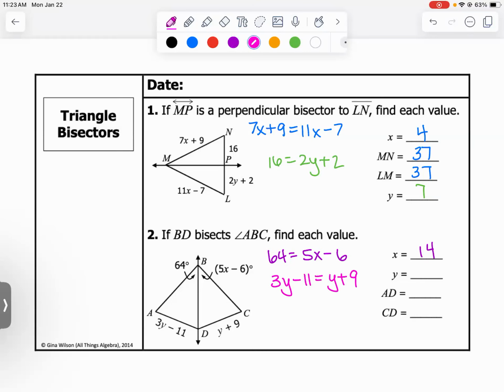Okay, Ben, what's y? Okay. So then that makes segment AD and CD equal to? I got 19. Yeah, and I got 19. So if y is 10. Okay, so your homework, which you can get a head start on, is page 1 and 2.